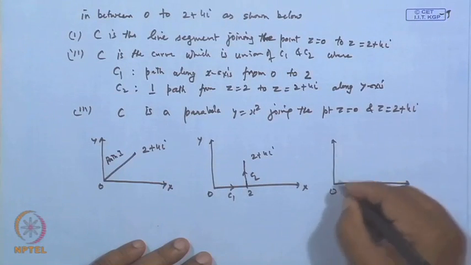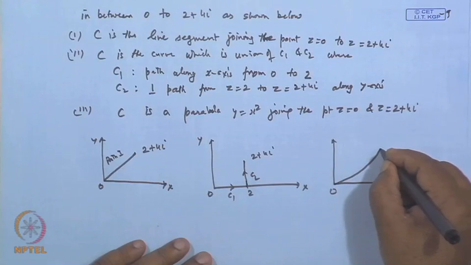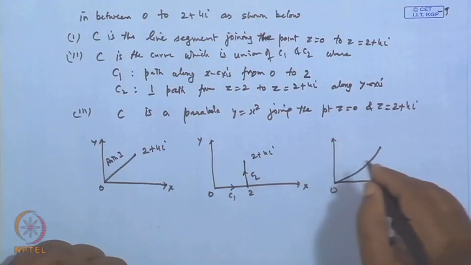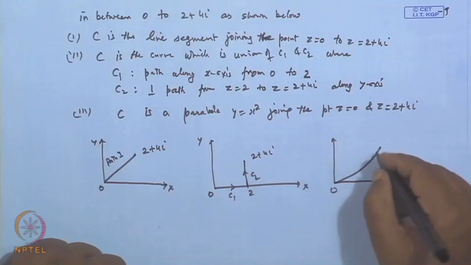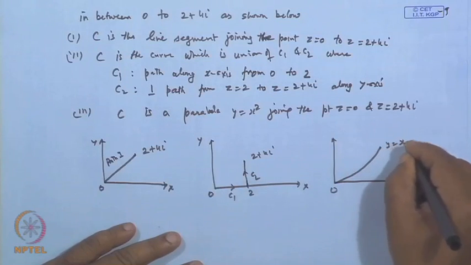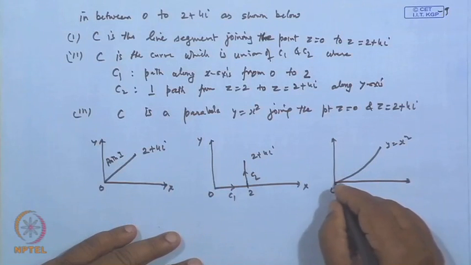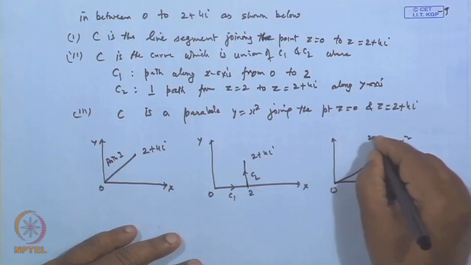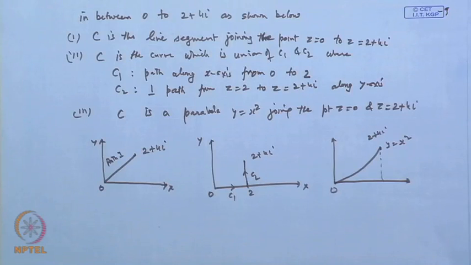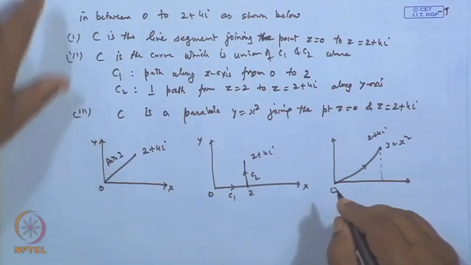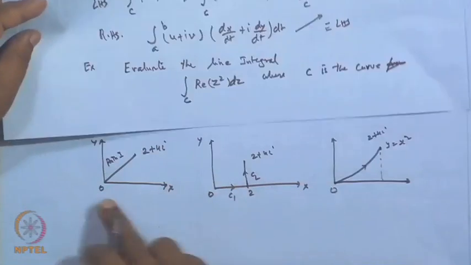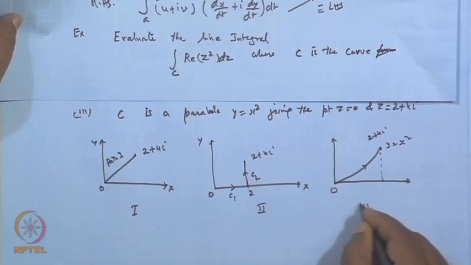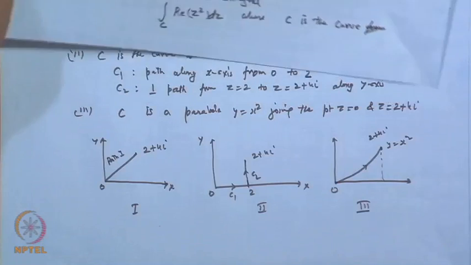And the third path is this, y is equal to x square, that is, a parabola. So, this will be our parabola y equal to x square from 0 to the point here, 2 plus 4i. Okay. So, these are the three paths which we are choosing. We want the value of this line integral along these three various paths. So, this is case 1, this is case 2, this is case 3. Let us evaluate this integral along the various paths.